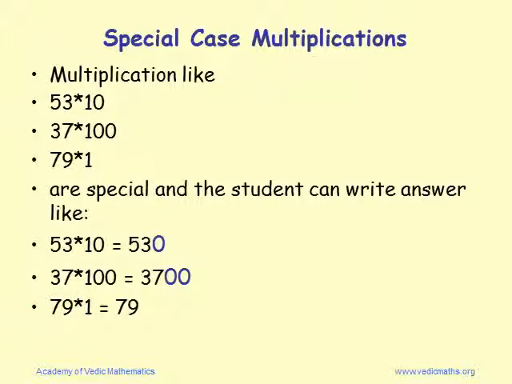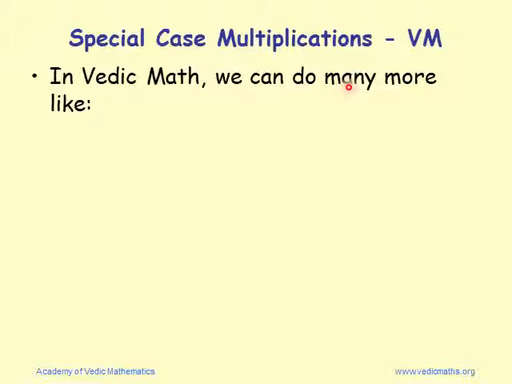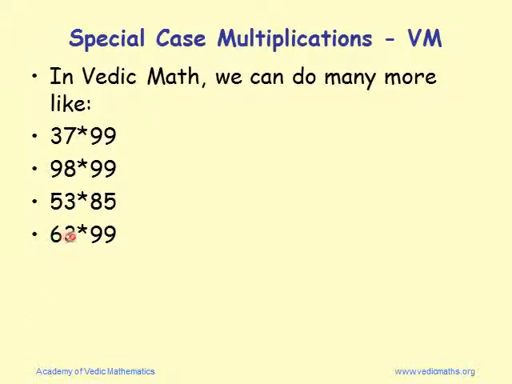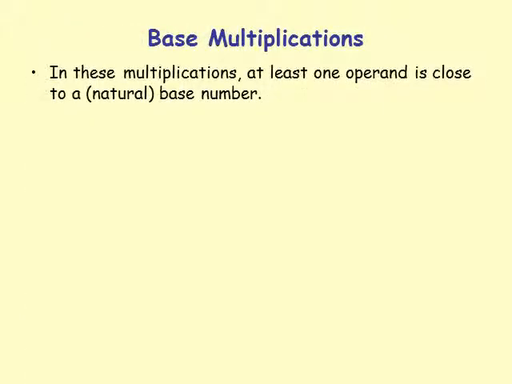Okay, let's see what we can do in Vedic math. In Vedic math, we can do all that and many more, like 37 times 99 in addition to 37 times 100. We can do 98 times 99 in a special way, 53 times 85, 63 times 99, 37 times 9, and many more, like 89 times 999. Okay, let's do base multiplications as they are done in Vedic math.